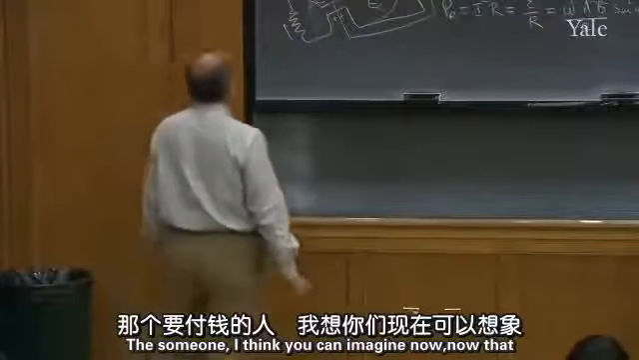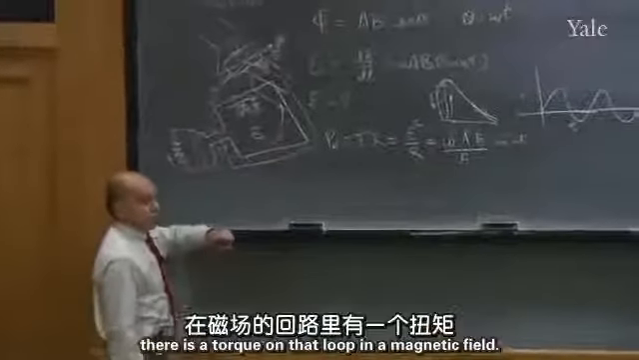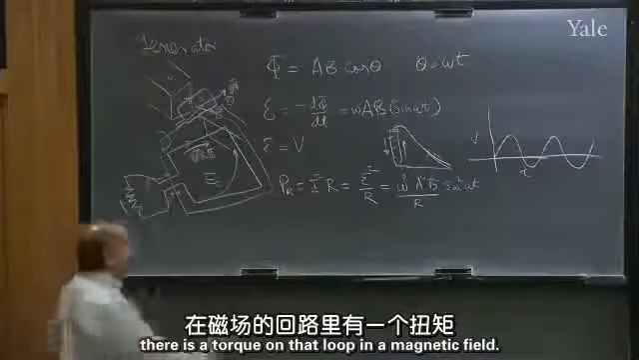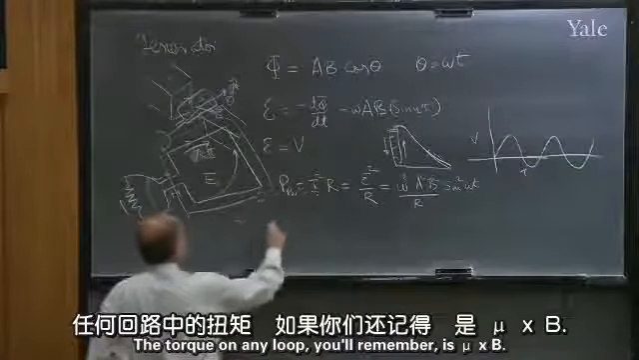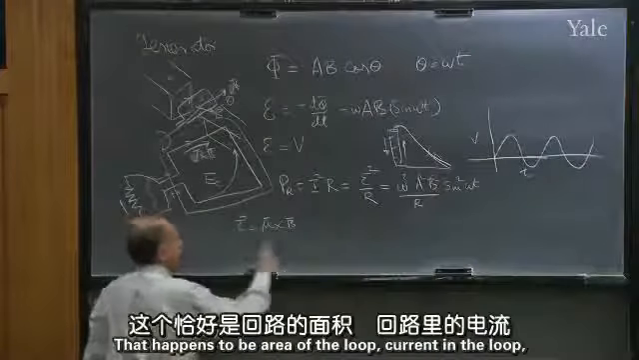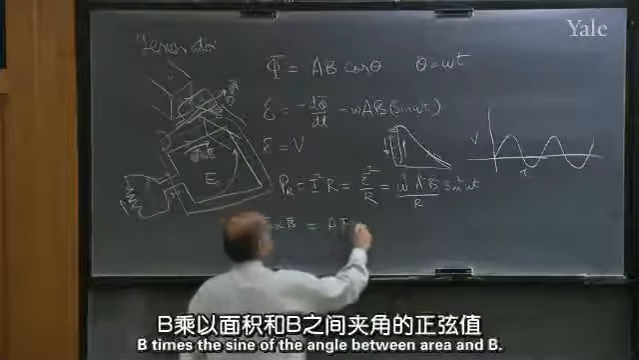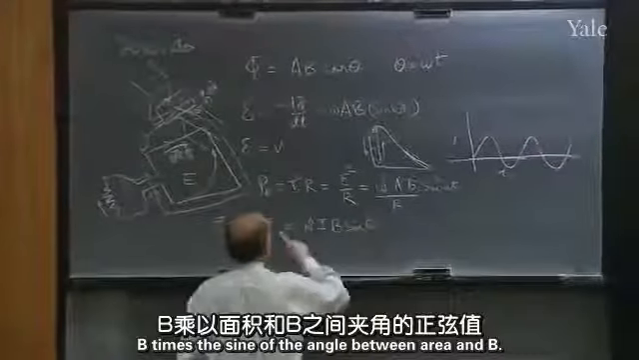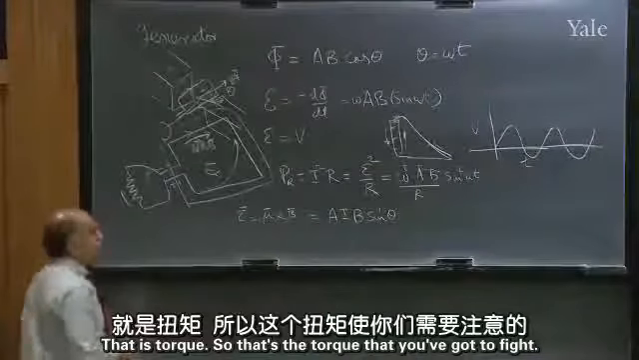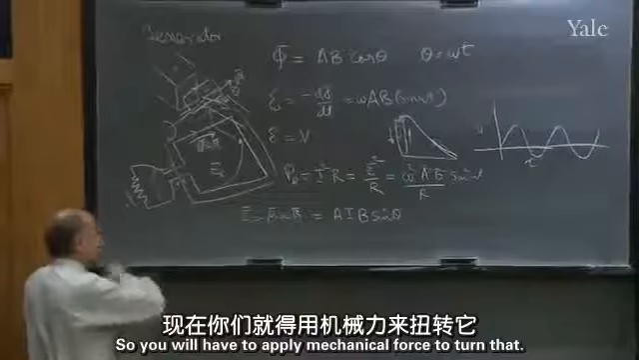The someone, I think you can imagine now that I close the circuit and a current is actually flowing, there is a torque on that loop in a magnetic field. The torque on any loop, you remember, is mu cross B. Mu is the magnetic moment. That happens to be area of the loop, current in the loop, B times the sine of the angle between area and B. That is torque. So that's the torque that you got to fight. So you will have to apply mechanical force to turn that.